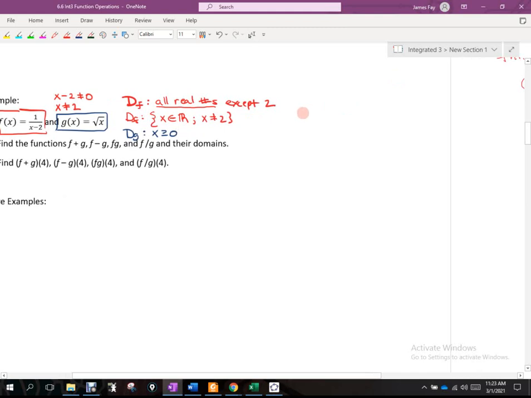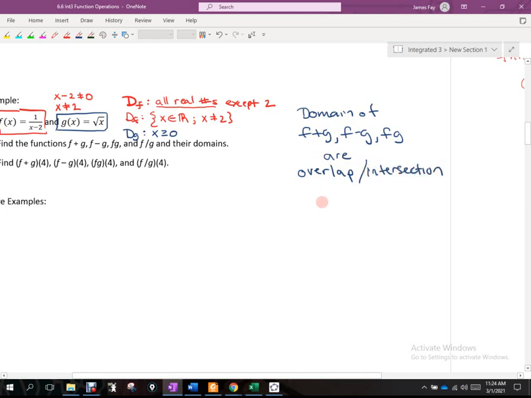I'm going to write it this way, the domain of f plus g, f minus g, and f times g. Okay, all the ones that involve operations that are not division. The division one's a little bit different. The domains of all of these are the overlap, if you want to think about it as the intersection of the domain of f and domain of g.